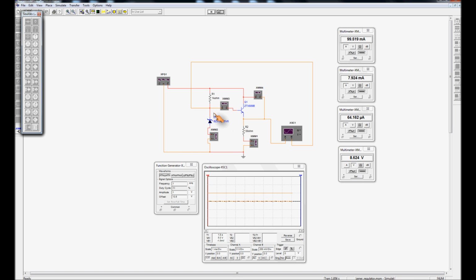So the point of the Zener in this circuit is to provide a stable voltage for the base of this transistor, and this transistor provides the current for our circuit, in this case R2, and it provides a stable output voltage which is 0.6 of a volt lower than the voltage at the base.